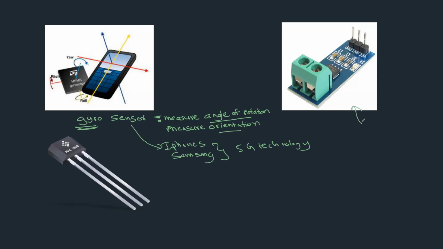Apart from that, another popular sensor that students like to use in their projects is the current sensor, the current measuring sensor, where we use this sensor in a certain circuit to measure the current that is flowing through a certain component in a circuit.